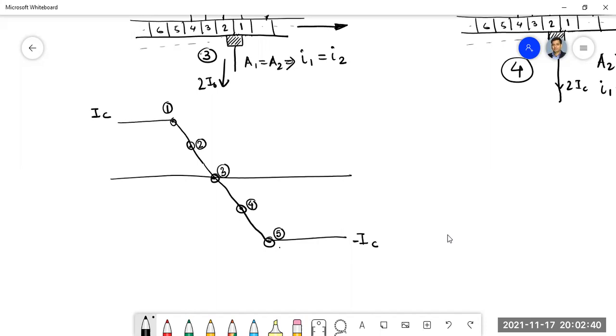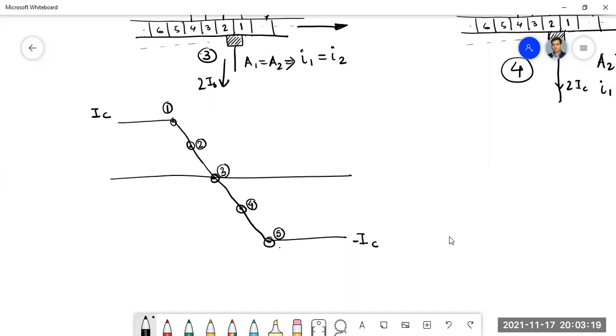So here we have oversimplified the thing. That means we have shown it as linear, as if linearly the current is getting changed from plus IC to minus IC. Whether or in which fashion the current will change from plus IC to minus IC is decided by different factors. What are the factors which decide the profile of this current change?